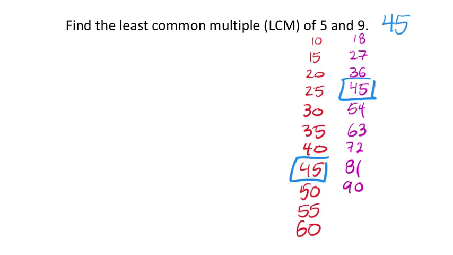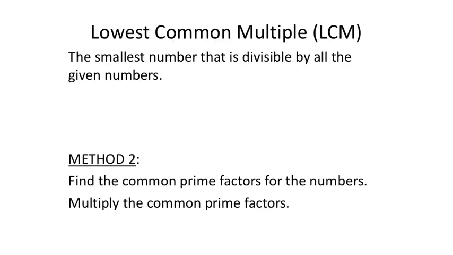That's it. Now, here's our second method for finding the lowest common multiple, and that is to use prime factors. Once you find common prime factors for the numbers, you just multiply the common factors, and that will give you the lowest common multiple. So if I was looking at the least common multiple of 32 and 8, and I think some of you know what the answer is already, and that's okay.